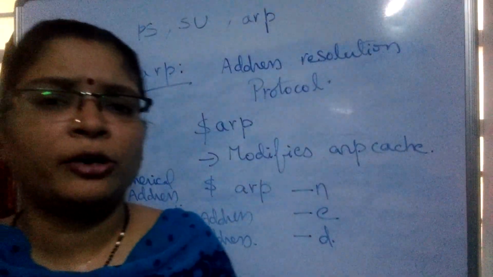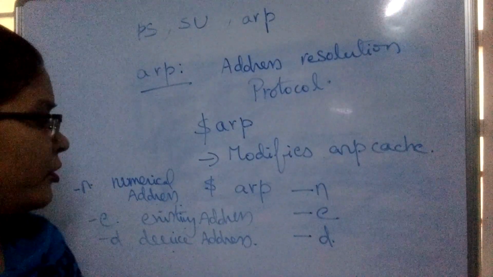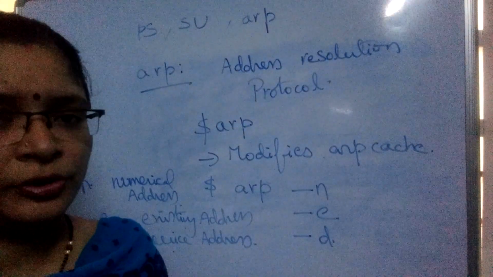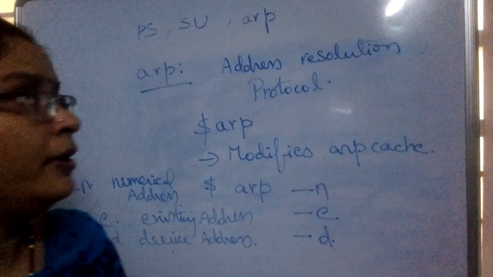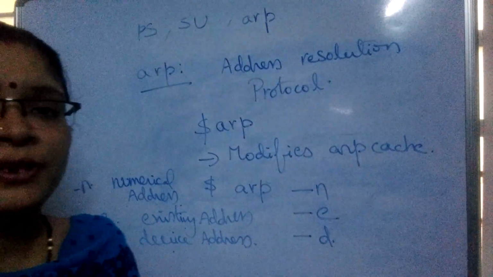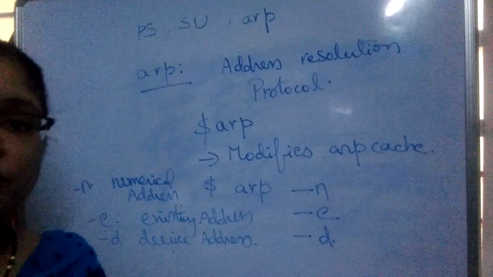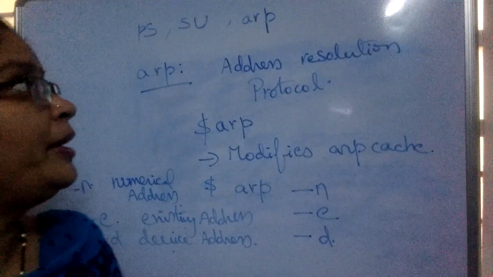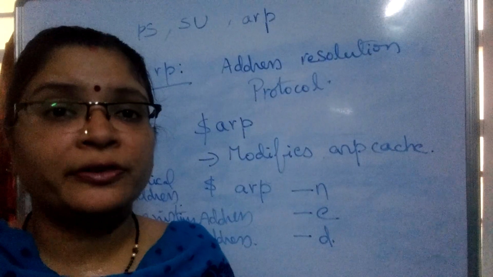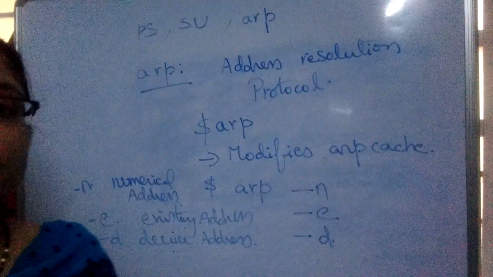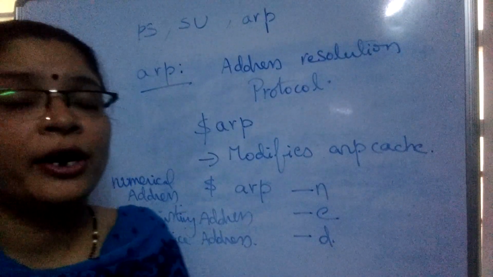It is also one kind of admin command. Normally ordinary users cannot work with this, but if you want to use these kinds of addresses, you can use this command ARP, Address Resolution Protocol. This can be effectively implemented in the Linux operating system. So these are three commands which can be used in the Linux operating system: you want to see the process status, you want to change the super user, and you want to work with ARP, Address Resolution Protocol.